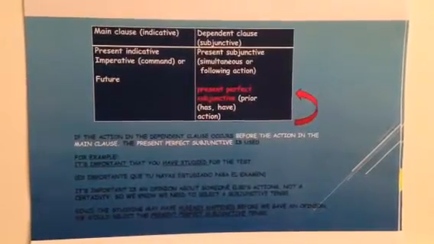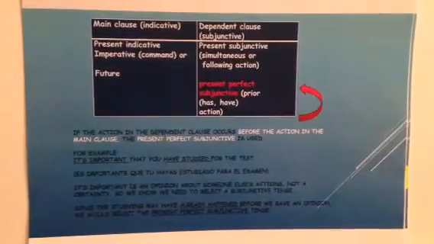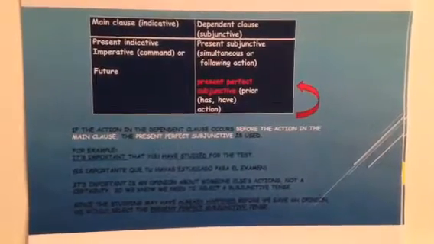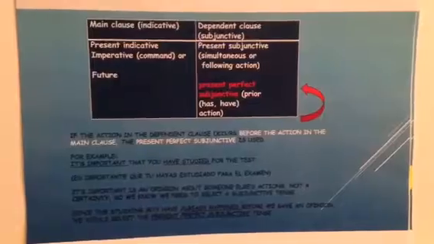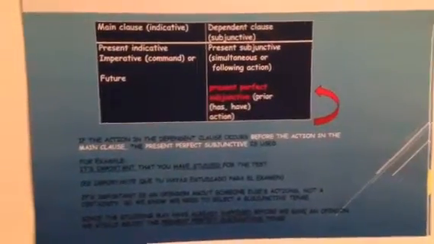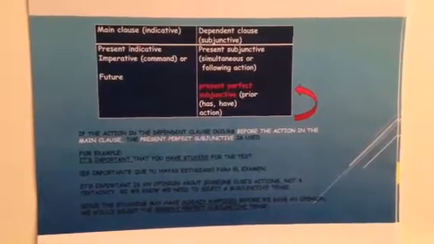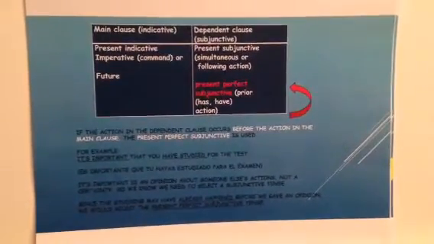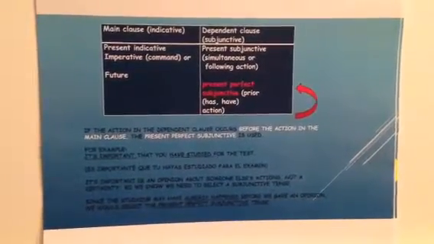For example, I doubt that we will miss the test. I doubt indicates uncertainty about someone's action missing the test. Now that we know we need to use a subjunctive tense, we need to determine which one to use. Since missing the test is a possible future action, we would select the present subjunctive tense for the dependent clause.